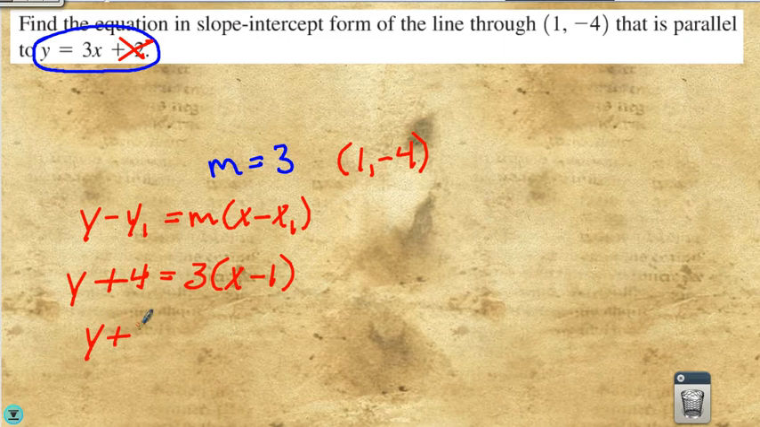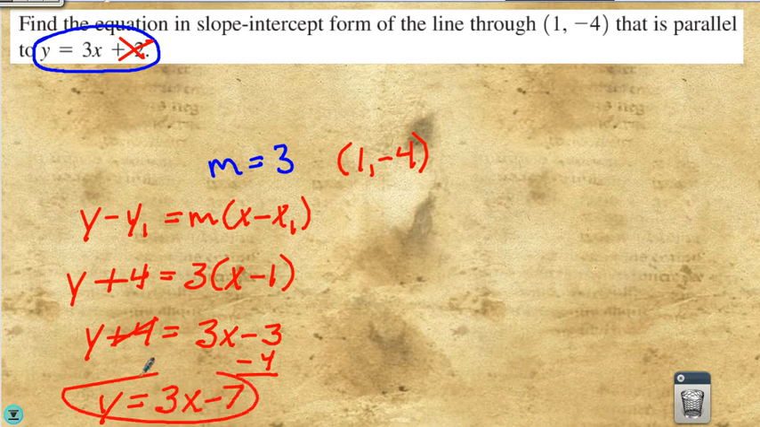Y plus 4 equals, distributive property, 3x minus 3. Plus 4 turns into minus 4. Debt, bigger debt, y equals 3x minus 7. Again, we were looking for the line parallel to 3x plus 2. That one is obviously parallel because they have the same slope. We wanted our line to pass through the point 1, -4, which means if you plugged in 1 for x, you should get -4 for y. 3 times 1 is 3, minus 7 gives you -4.